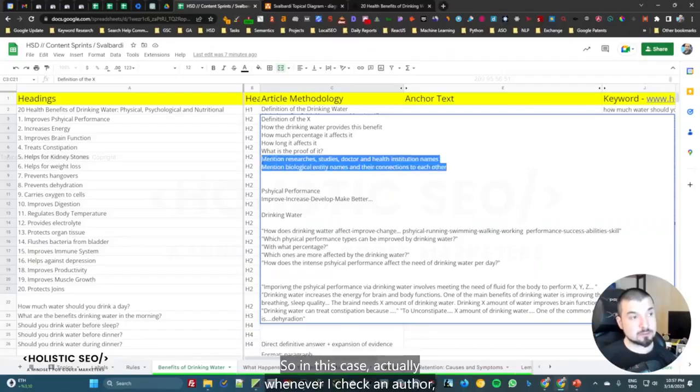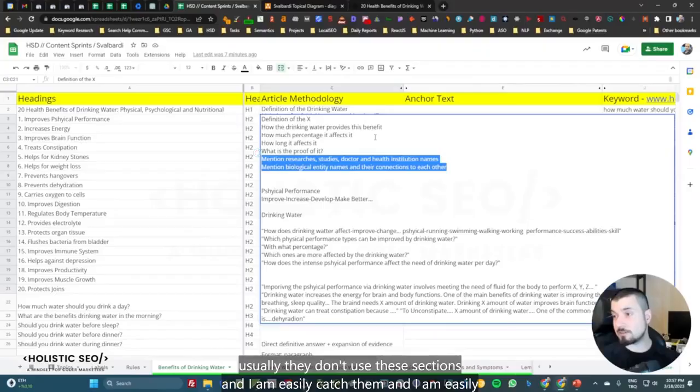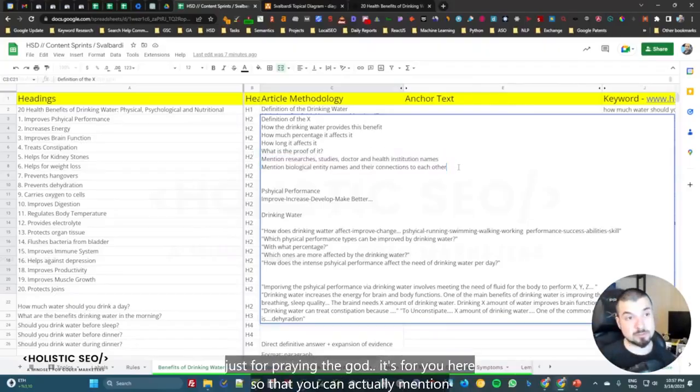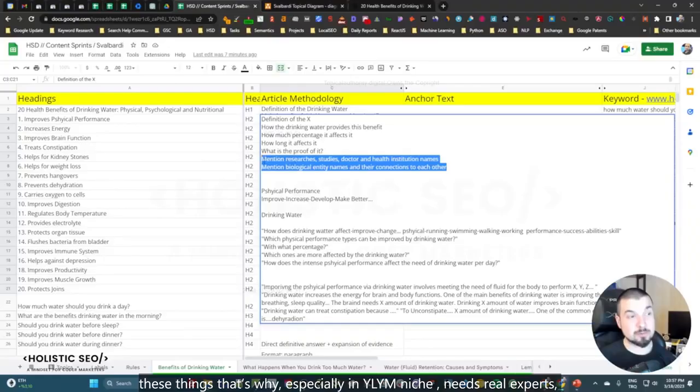So in this case, actually, whenever I check an author, usually they don't use these sections, and I easily catch them, and I easily tell them that, look, we didn't put this thing here just for praying to God. It's for you here so that you can actually mention these things. That's why especially in YMYL niche use real experts.